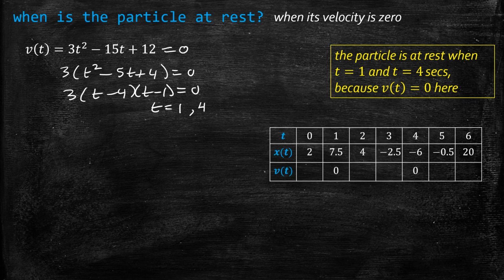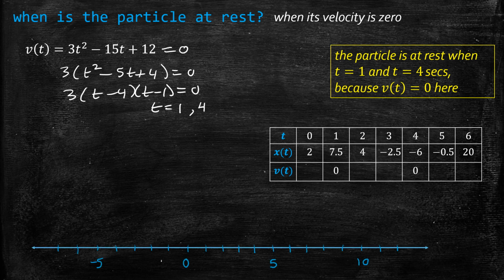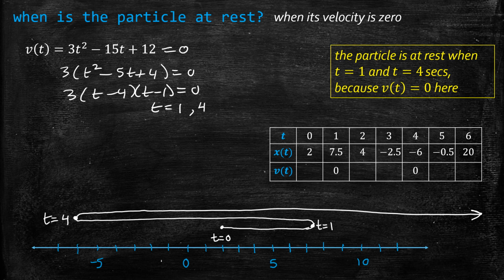So here's the table from before, and notice that I've added in that I know the velocity is 0 at 1 and 4. And why does that matter? Because that pinpoints exactly where the particle is turning around. So I'm going to call up that number line again, and I'm going to put a more accurate graph of its motion. I'm only interested now in where it starts at t equals 0, it's at 2, and when and where it turns around.